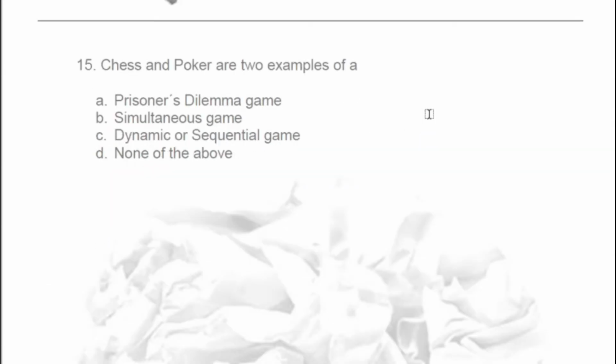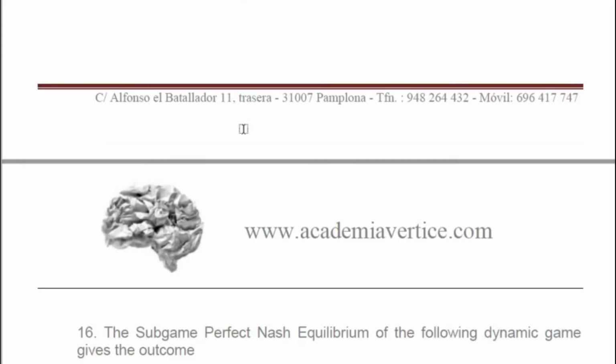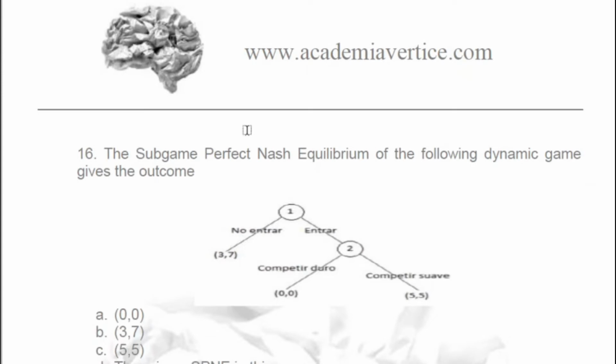Okay, then chess and poker are two examples of what? Prisoner's dilemma? No. Simultaneous game? No. That's why they are not examples of the prisoner's dilemma. They are dynamic, also called sequential games. Okay, so clear. So let's play now a dynamic game.